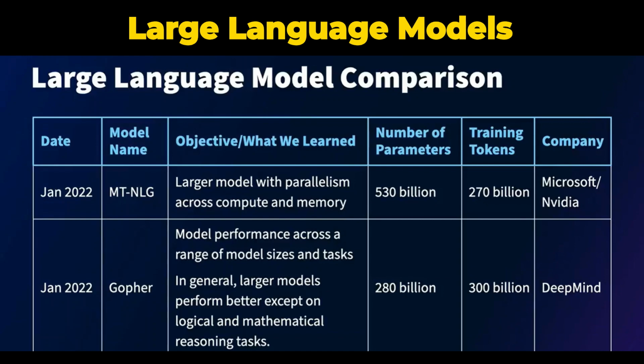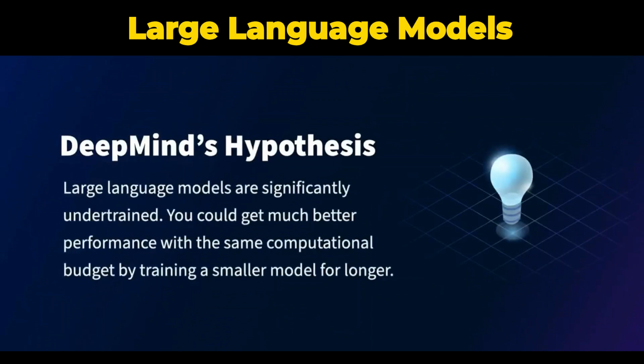You can see that the model sizes were getting very large, and this was because of the scaling laws. But what if the scaling laws didn't capture the entire picture? The DeepMind team's hypothesis was that large language models were significantly undertrained. You could get much better performance with the same computational budget by training a smaller model for longer.